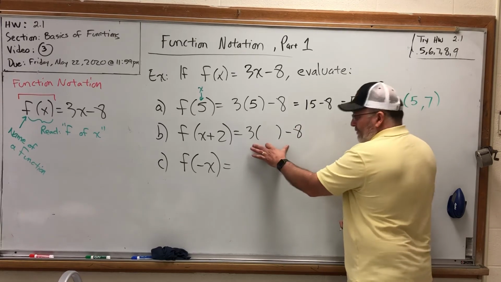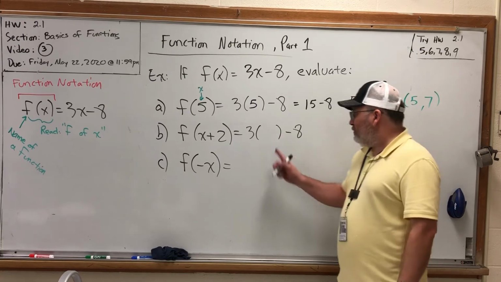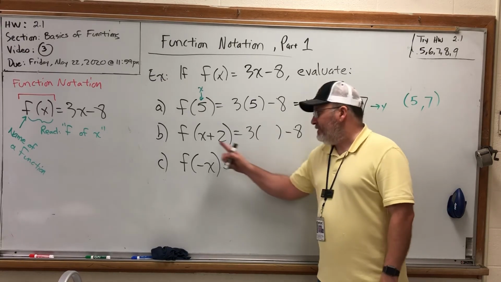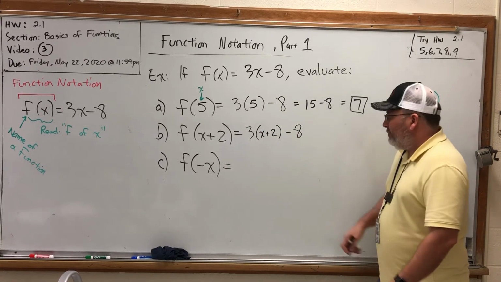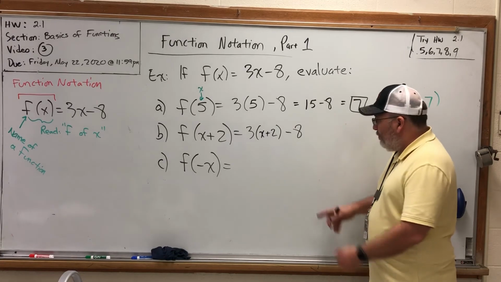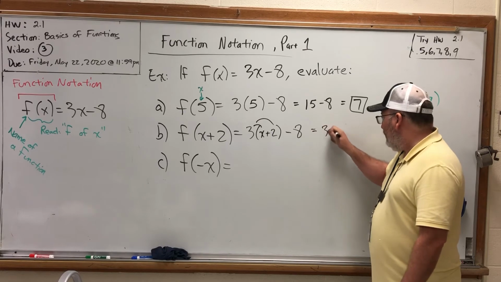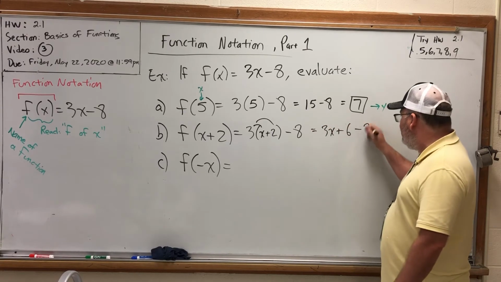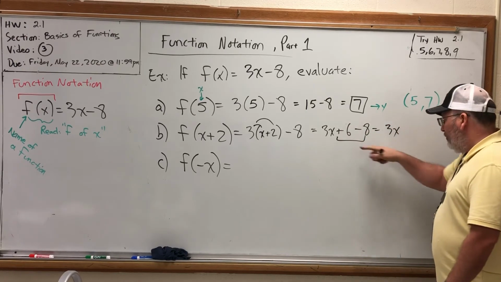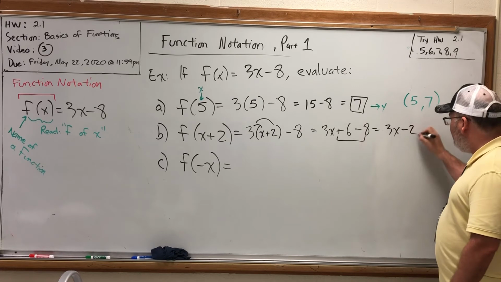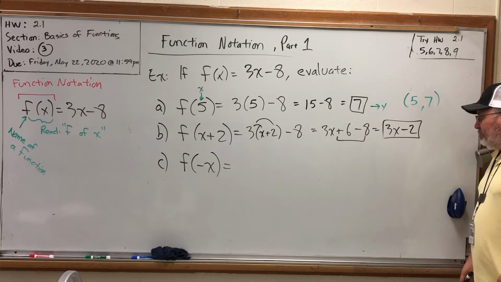So this is what my function is doing. Give me something, I'll triple it, and then I'll subtract 8. And guess what's going in these parentheses? The same thing that's in these parentheses. Now, you may have set up something that needs cleaning up a little bit. For example, this is screaming distribute. Okay, then I get 3x plus 6, but I still have the minus 8. And now this is screaming combine these like terms. So positive 6 and negative 8 is negative 2. So when the input was x plus 2, the output was 3x minus 2.